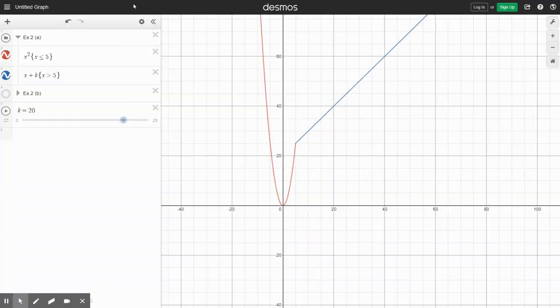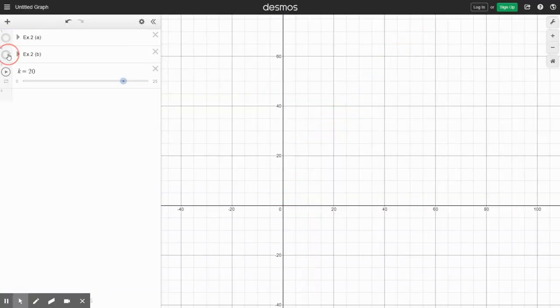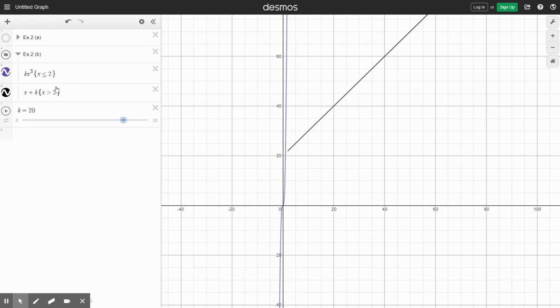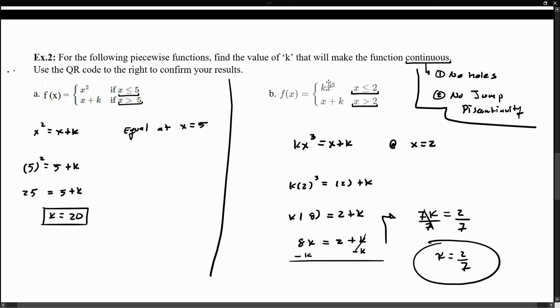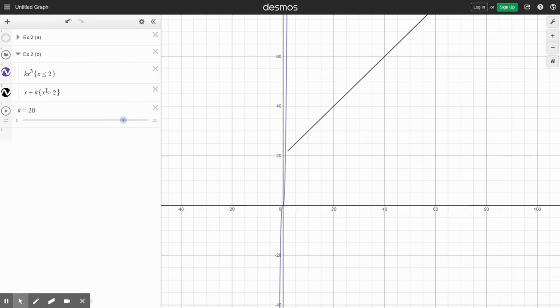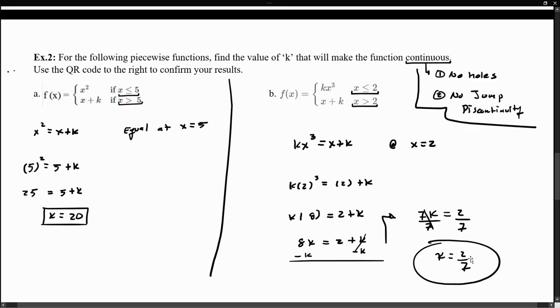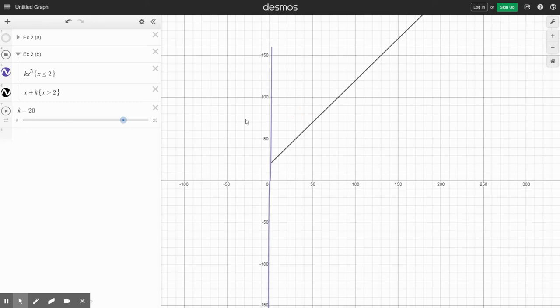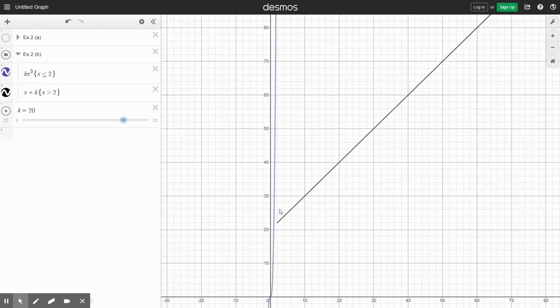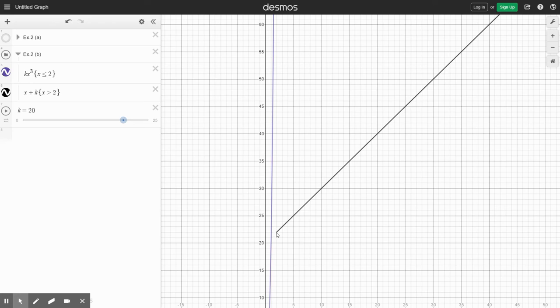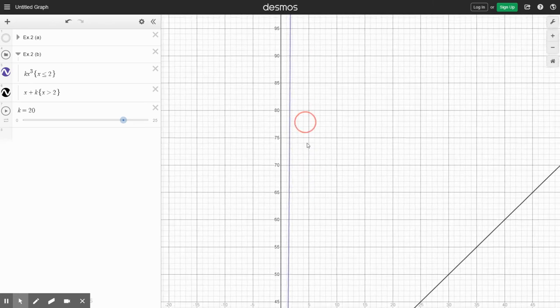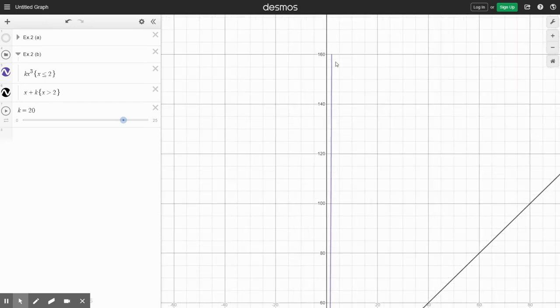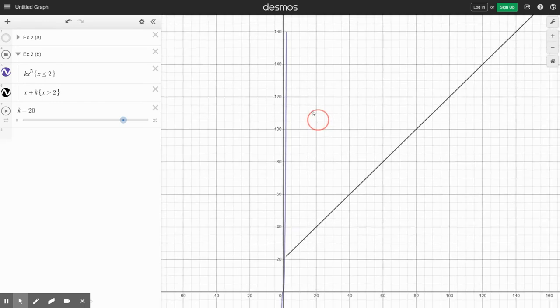Well, let's see if that is true. So let's just close the first function. So now notice that here we have a graph of the function kx cubed, where x is less than or equal to 2. That's my first line here. And x plus k, where x is greater than 2. That's my second line here. So let's plug in a value for k. And right now we're testing a different value of k, so notice that there is this big gap right here. We have this gap all the way from here to here. So notice that here we have this huge gap.